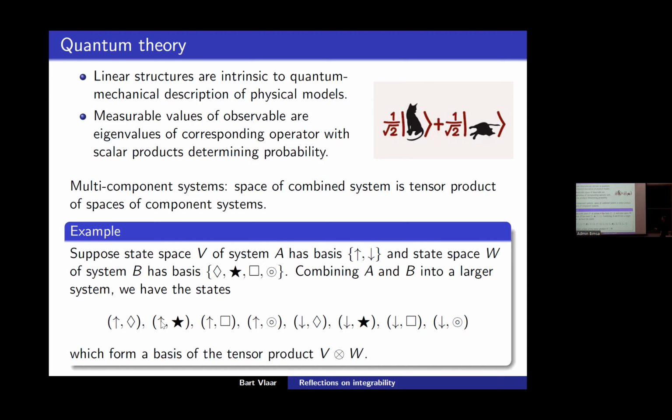If you have a vector space for system A, a two-dimensional vector space, so this is a basis, let's say, and you have a vector space W of system B, say four-dimensional, then you can combine these systems into a large system, and then you can form these 8 states. And so this forms the basis for the tensor product. It's not the Cartesian product, that would be 6-dimensional. We really need the tensor product to describe the possible states of this combined system. So there will be tensor products.